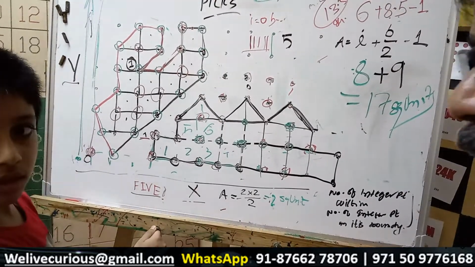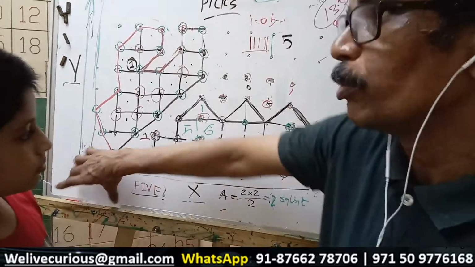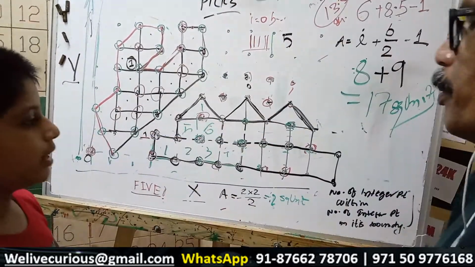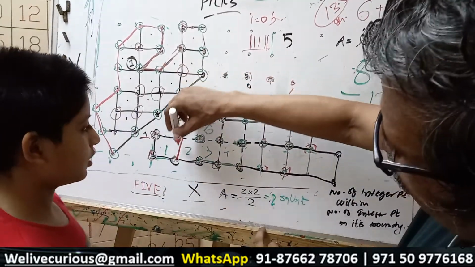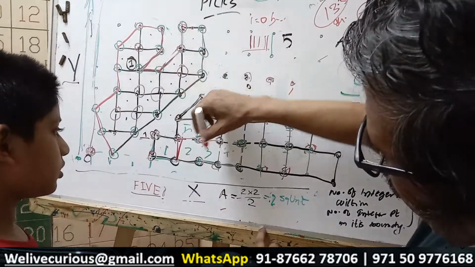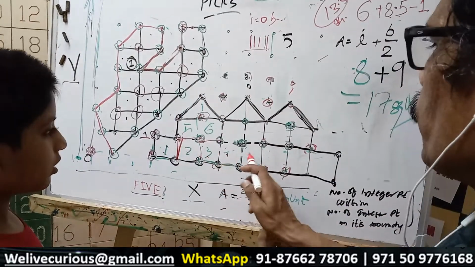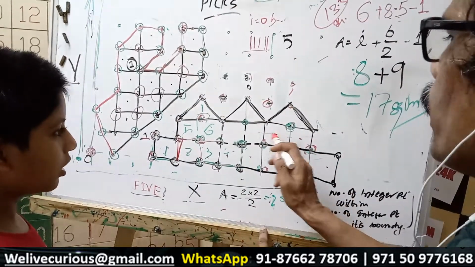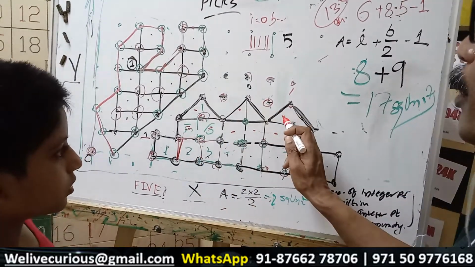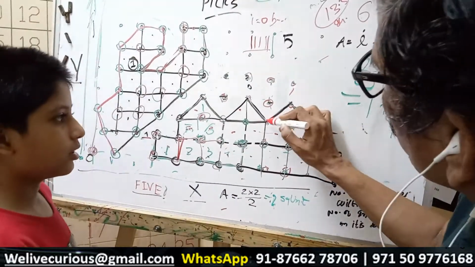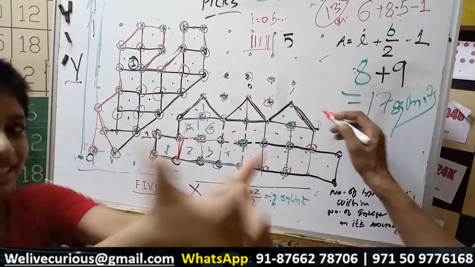Should we cross check it with the conventional method and visual method? 17. Let us cross check. We may make a mistake, we are not averse to it. Now we will check: 1, 2, 3, 4, 5, 6, 7, 8, 9, 10, 11, 12, 13, 14, 15, 16, 17. So 17 is correct.